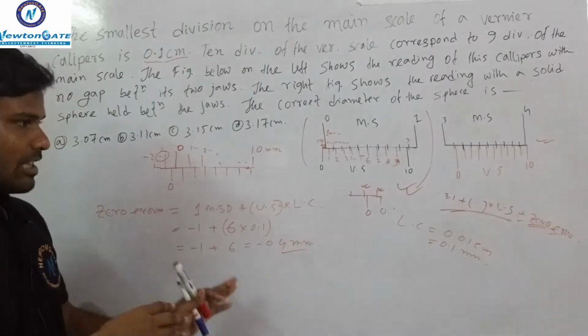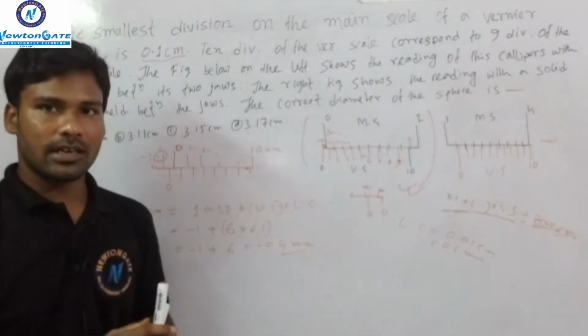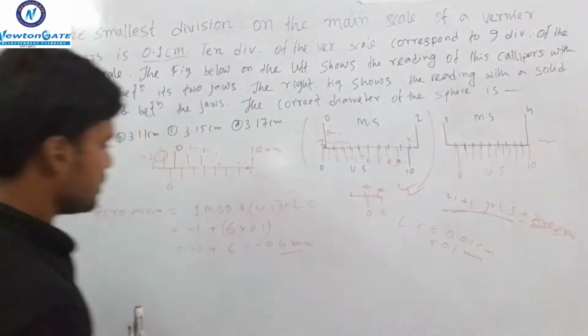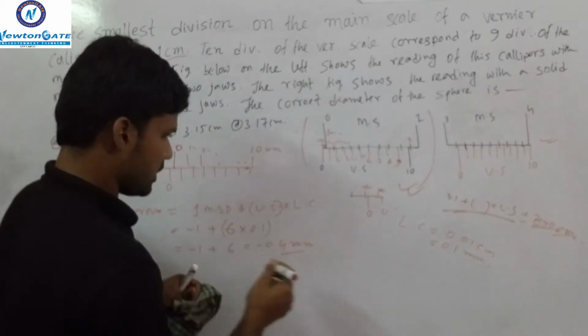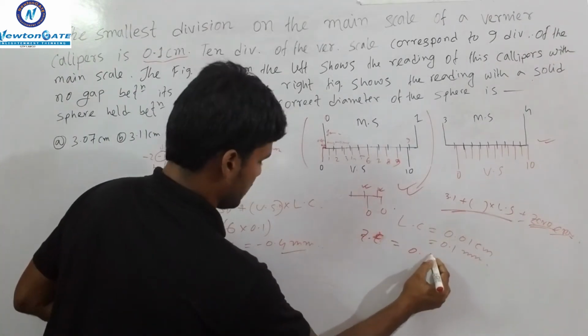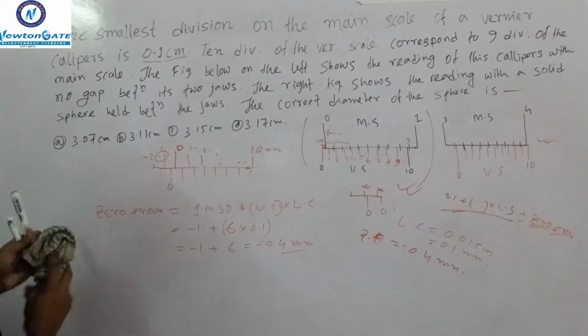Okay, and as we know, whenever we get a negative 0 error, we just add it to the main scale reading to get an accurate result. Okay, so our 0 error is minus 0.4 millimeter, right?